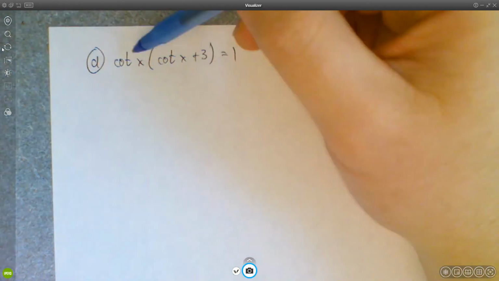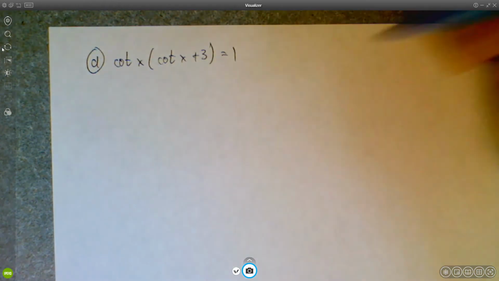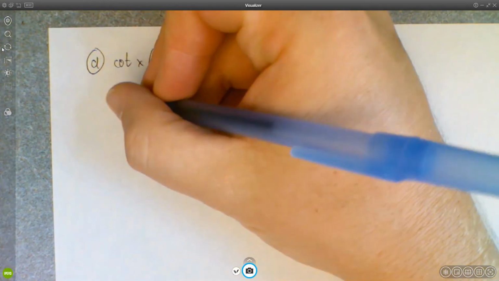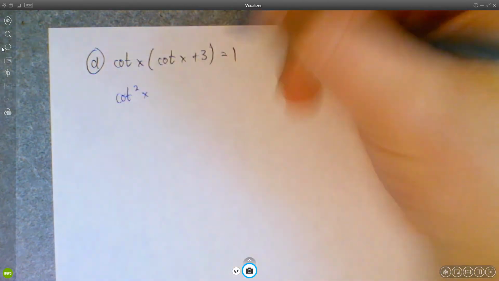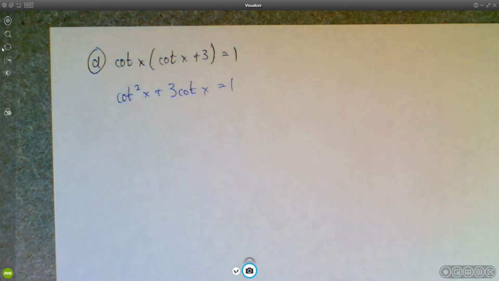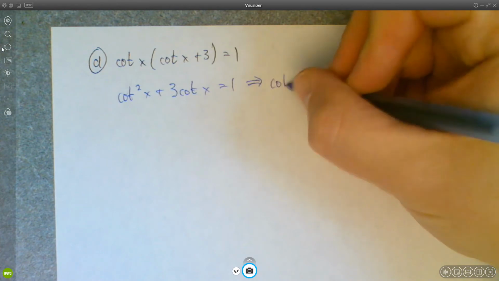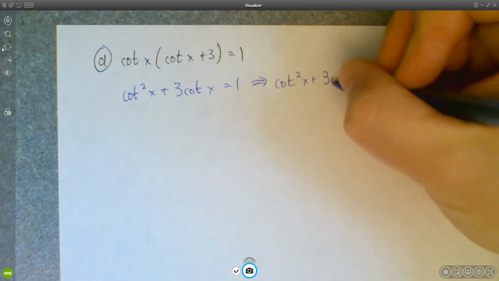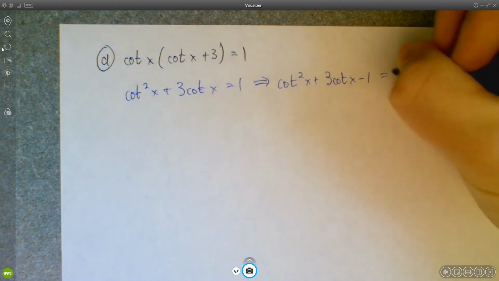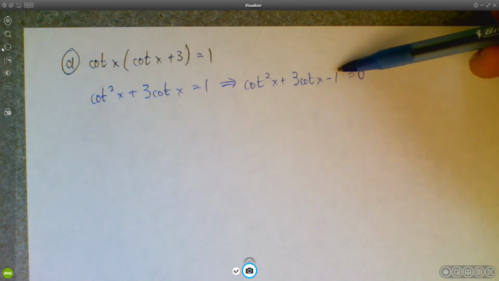What we need to do is distribute the cotangent x, then move the 1 over, and then see if we can refactor it. So I'm going to get cotangent squared x plus 3 cotangent x equals 1. And then if I move the 1 over, I'm going to get cotangent squared x plus 3 cotangent x minus 1 equals 0.